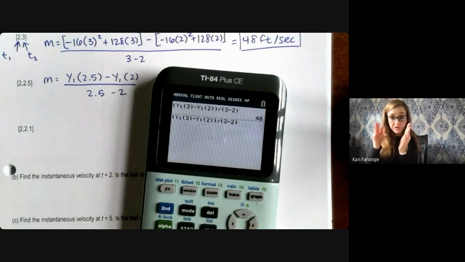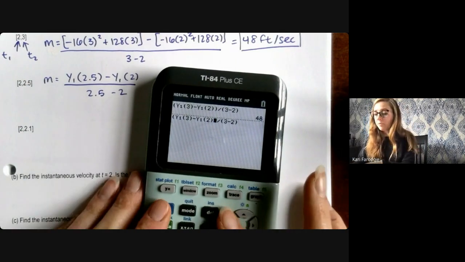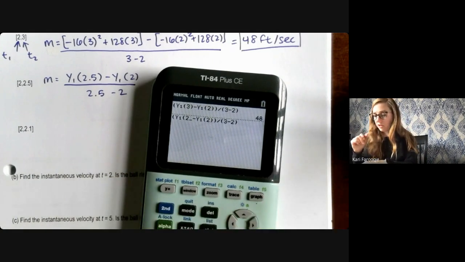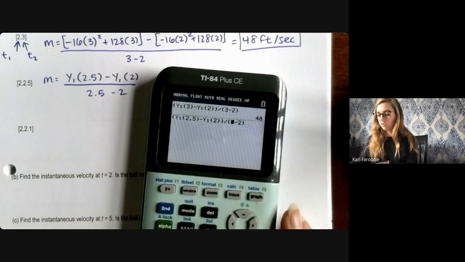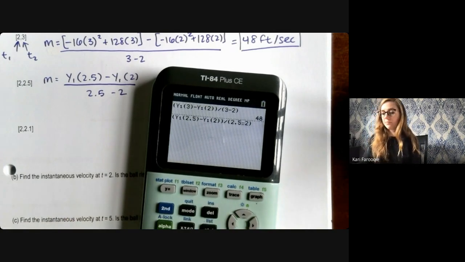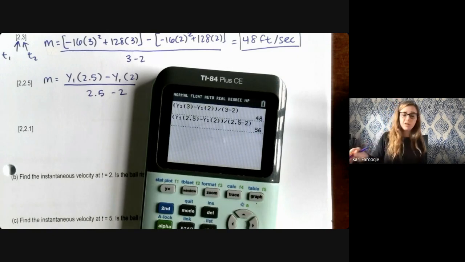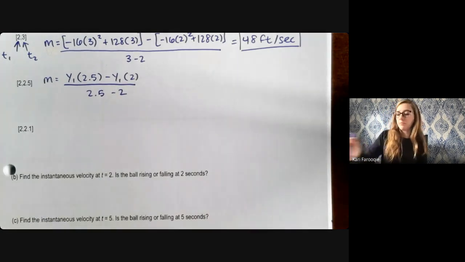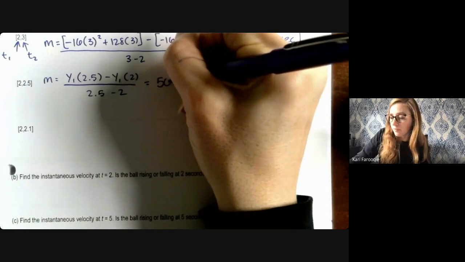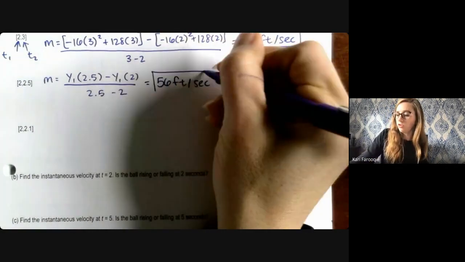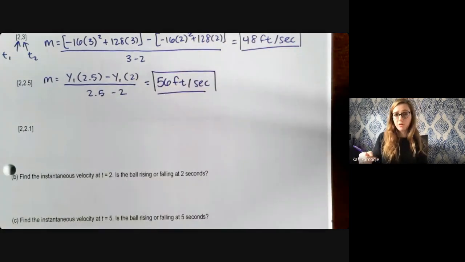So notice we're closing in on that interval. I'm going to scroll over, hit 2, and I'm going to second delete to insert and change that to 2.5. And now it looks exactly like how I want it to look. As long as I have this function in my y sub 1, it's going to pull up the correct function, and I'm going to get 56 feet per second. So that would be my rate of change on the interval from 2 to 2.5.